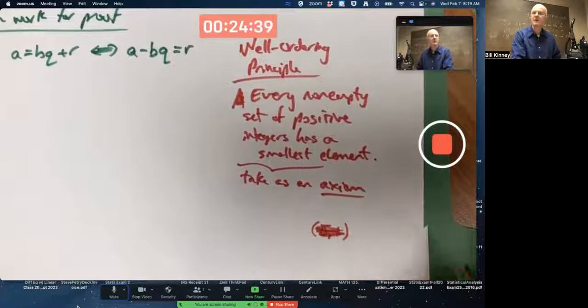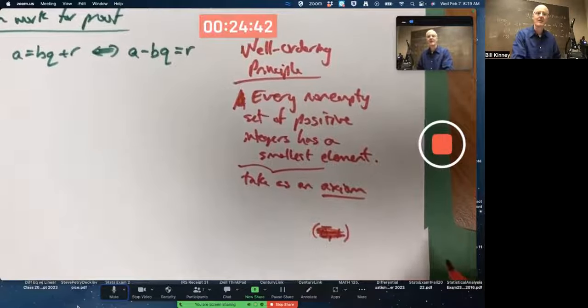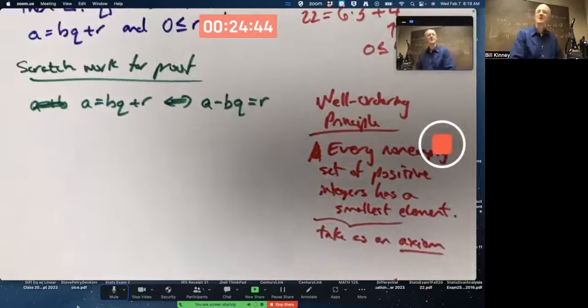But yeah, we're not going to try to prove this. We're going to take it as an axiom. We're going to assume it's true. So how is that helpful?